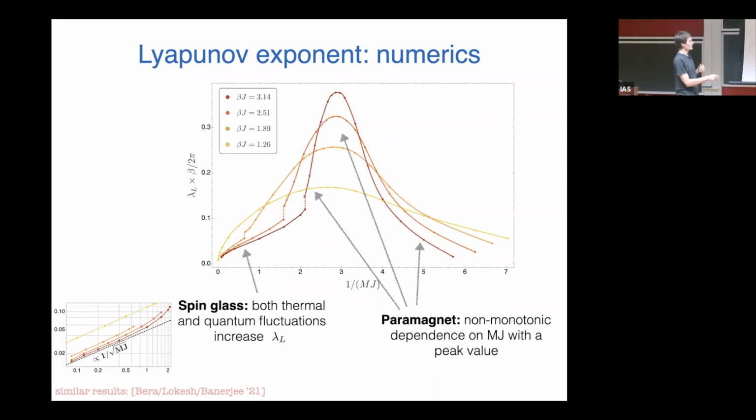The location of this peak correlates with this transition we saw in the spectral function. Far to the right here, so far away from the transition, the spectrum was very gapped. And here further to the left, that's where the gap gets smaller and eventually you enter the spin glass. And somewhere in between, these different effects compete, and there's some peak where the exponent becomes maximal.